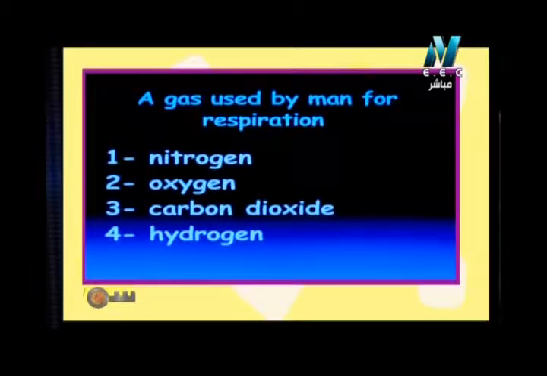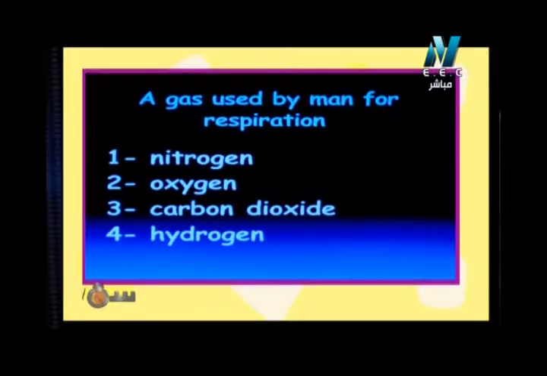Another question. The question says for the first team, a gas used by man for respiration. غاز بيستخدم بواسطة الإنسان للتنفس. I think it's a very easy question. Okay? Oxygen, carbon dioxide, and at last, hydrogen gas.